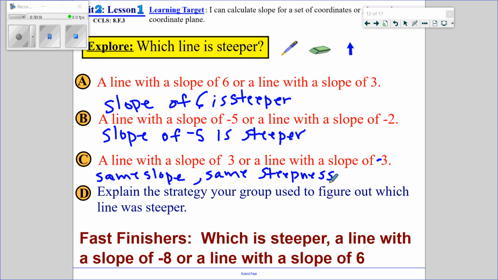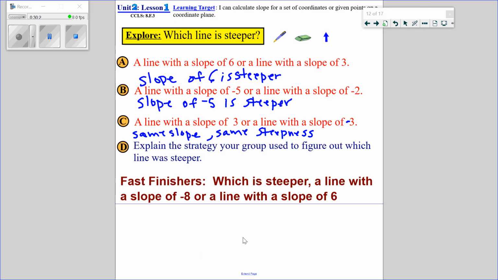Because it doesn't matter whether it's positive or negative, that's just telling which direction the line is going, but they have the same steepness. Okay, now, I like to do this fast finisher. I think it's a very good one because it shows you also which is steeper by the number.